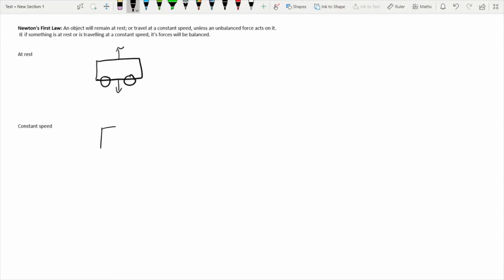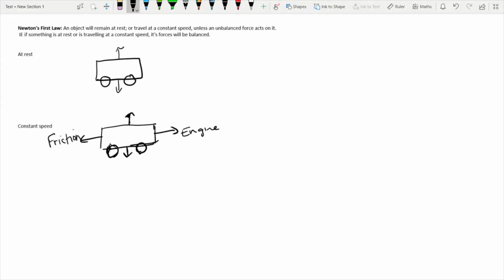If we've got this car moving at a constant speed, however, so there we go, my beautiful drawing of a car again, you'll still have your balanced forces up and down to stop it falling through the ground, so your weight downwards and the reaction force from the ground upwards to stop it falling through the ground. But you'll also have balanced forces forwards and backwards. So the forwards force in a car will be the engine force. So if we say this is our forwards force, engine force. And you'll also have the backwards force, which will be your air resistance and your friction. And if it's moving at a constant speed, they will be equal to each other.